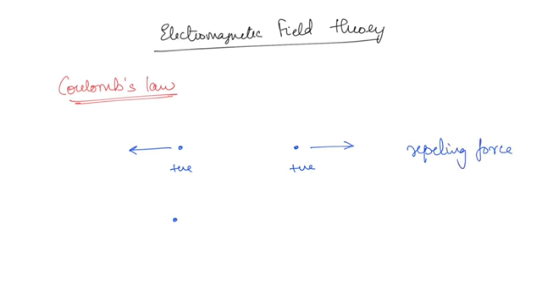And if they are both negative charges, then the same thing is going to happen. They are going to experience a force that is away from each other. And if they are unlike charges, that is, one is positive and the other is negative, then they are going to experience an attractive force. That means they will be drawn towards each other. So it is an attractive force.